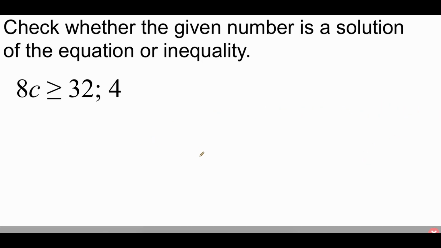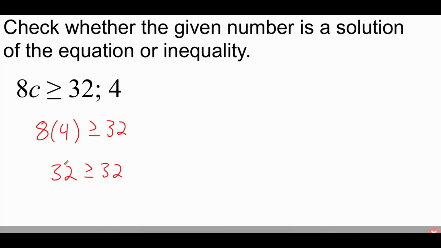Just a couple more examples of checking whether numbers are solutions. So we've got 8c is greater than or equal to 32, and we're supposed to test out 4. So the very first thing I'm going to do is plug in that 4. So 8 times 4 is greater than or equal to 32. So now we need to simplify down the left-hand side. So we're taking 8 times 4, and 8 times 4 is 32. So now we need to think to ourselves, is 32 greater than or equal to 32?